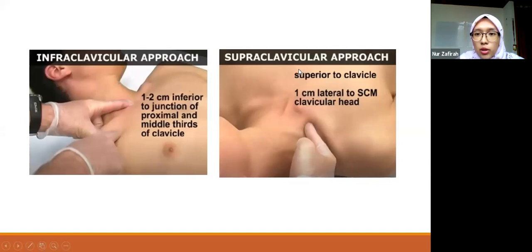And then the supraclavicular approach: we insert the needle superior to the clavicle. This is the clavicle, and superior to it and 1 cm lateral to the clavicular head here. So basically around here is the insertion site for the supraclavicular approach. But usually the infraclavicular approach is the most common.